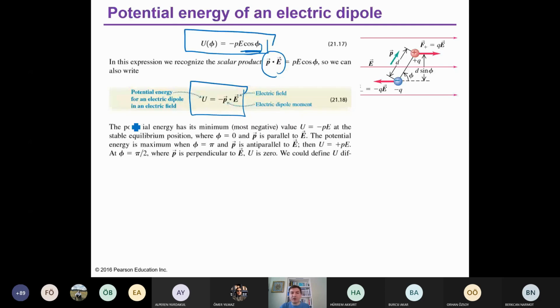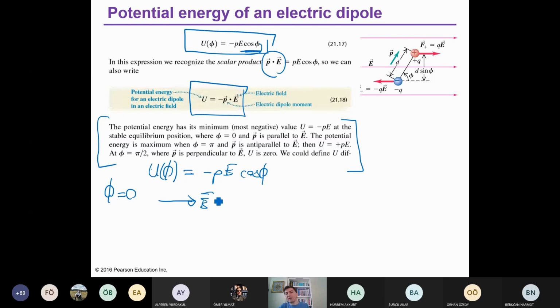What about the meaning of this? It is very nice. Please keep this information in your mind. It is very easy to understand. Here I have the potential energy formula, and it depends on the angle phi: minus P E cosine phi. Now just consider different conditions. Phi is 0. What is the meaning of 0 phi? Then the electric field is in this direction and the electric dipole moment is also in the same direction. Then what about the potential energy? Minus P E, since cosine 0 is 1.